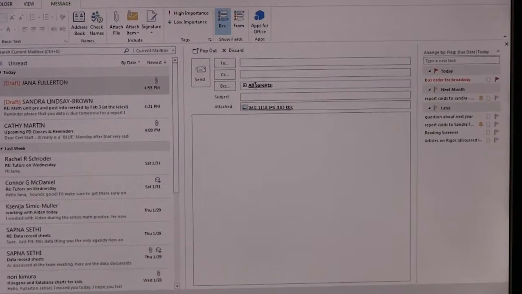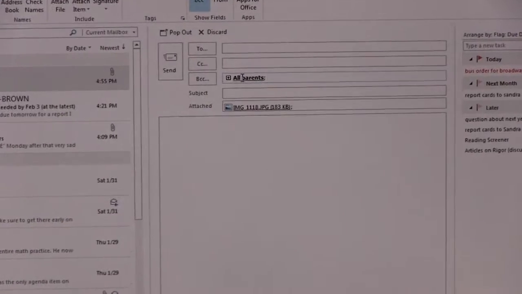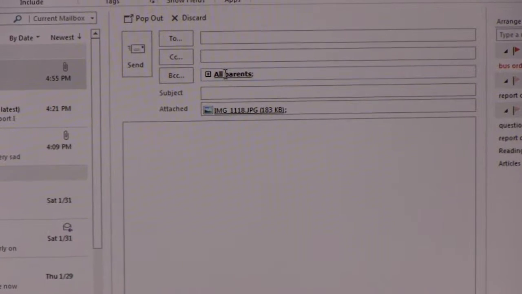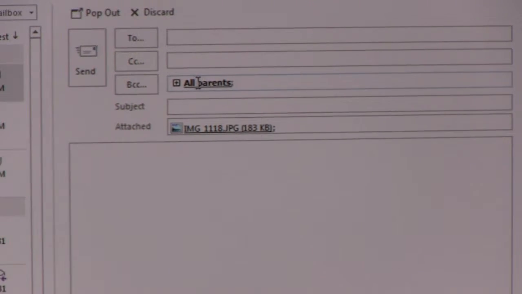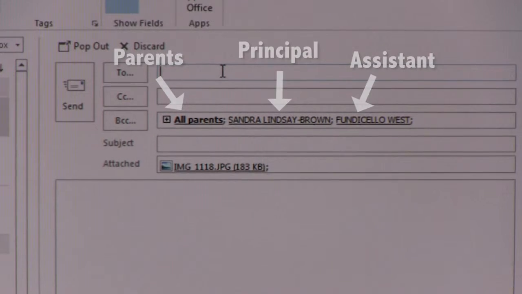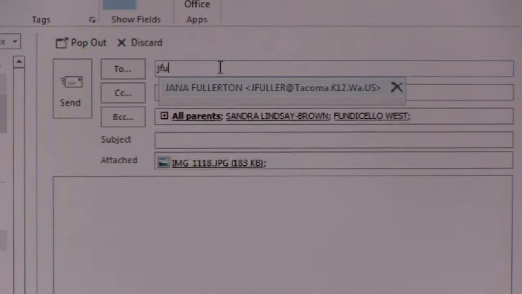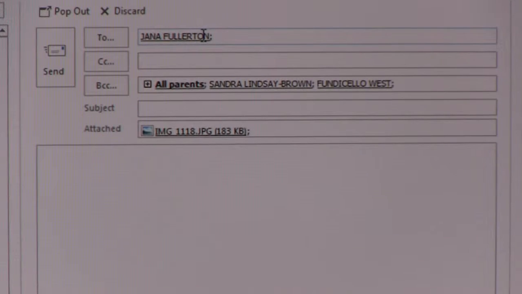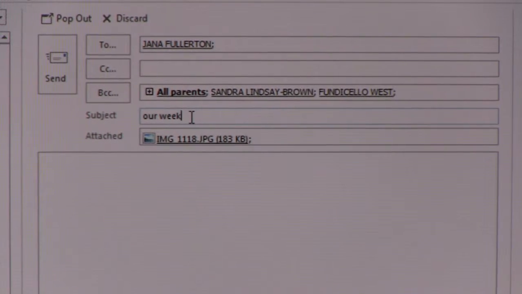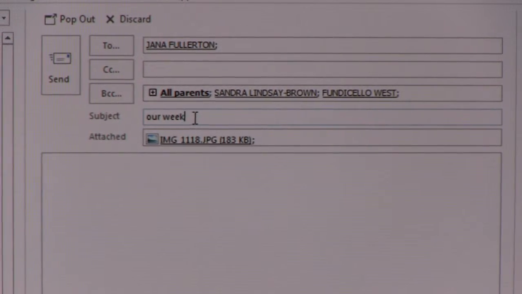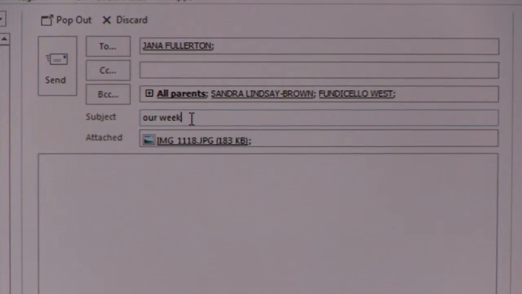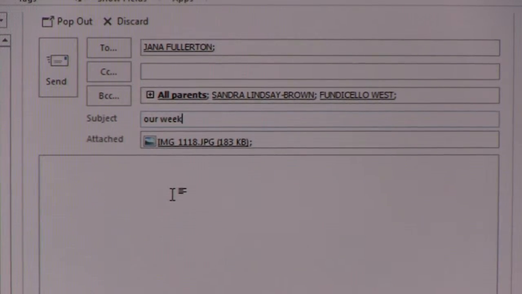One of the things that's really important is I include it as a BCC, blind copied, so that I'm not sharing private information with anybody. I also include the principal and my assistant. I'm actually going to send the email to myself, and that way email addresses are protected. Sometimes if there's some snappy phrase from the week, I'll include that as an attention getter, but it can be as simple as "our week."